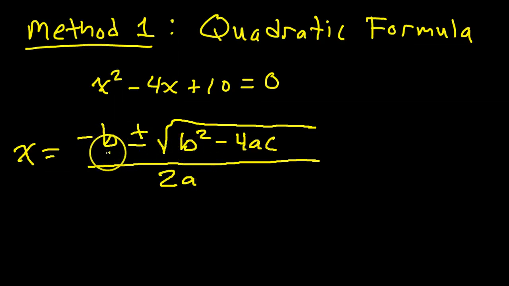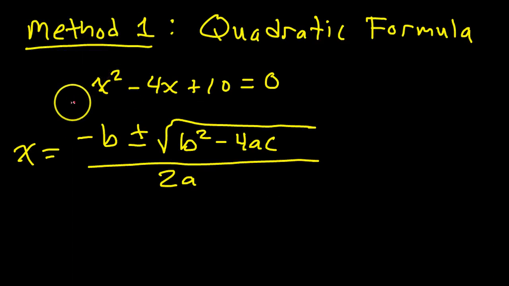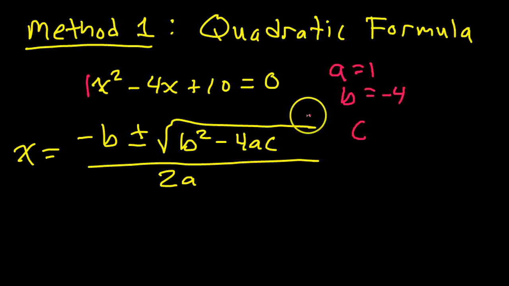And there's a little song that helps you remember. Opposite of b, plus or minus square root, b squared minus 4ac, all over 2a. So I know you're laughing right now, but that will help you remember the quadratic formula. Okay, play that back again as often as you like. Now, a, b, and c are the coefficients of this polynomial. So, in this case, a is 1, b is -4, and c is 10.